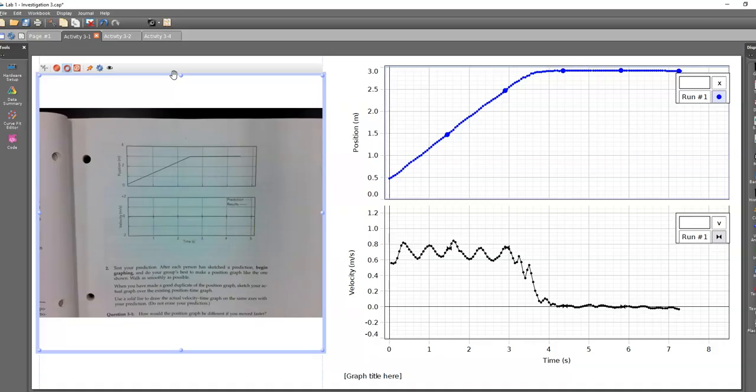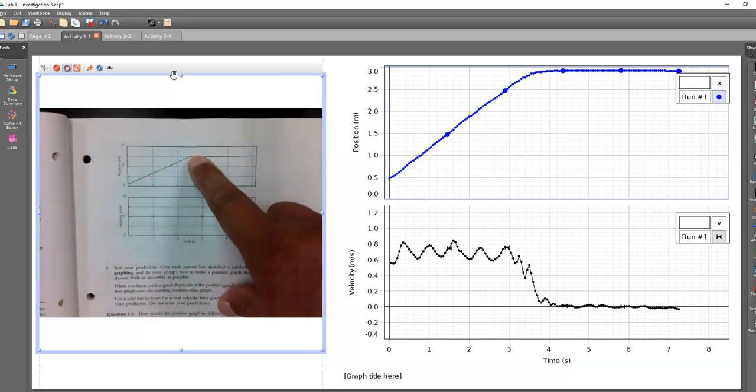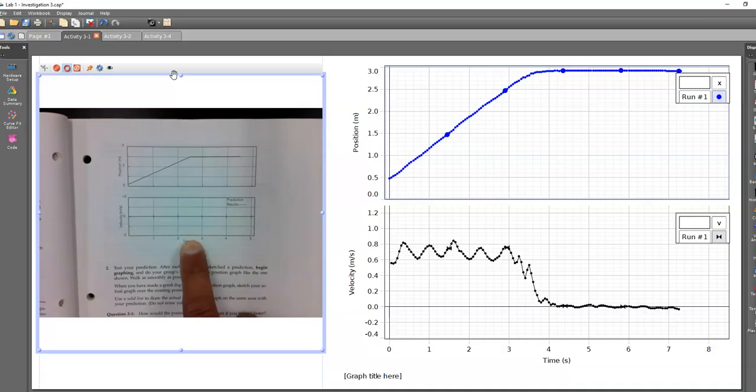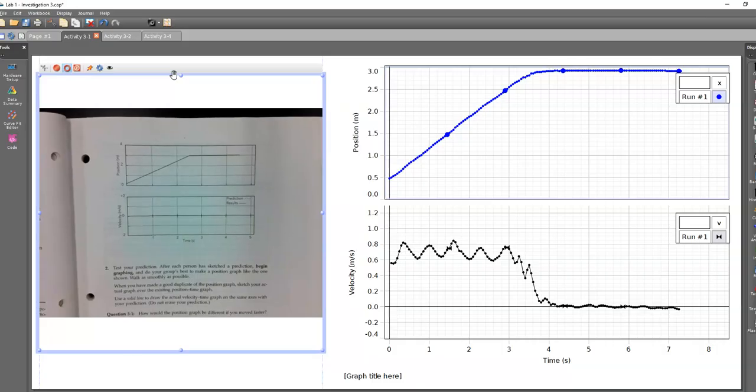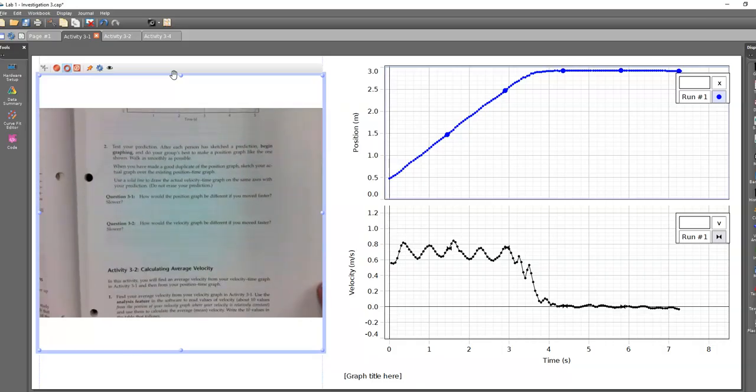You should have gotten a constant velocity in the positive direction. In fact, given that you're starting at 0 and going to 3 meters in about 2.5 seconds, 3 meters divided by 2.5 seconds gives you just under a meter, like 0.8 meters per second or something like that. So your velocity graph should be straight across at about 0.8 meters per second, and then you come to a stop when it comes to 0. Make sense? Okay.